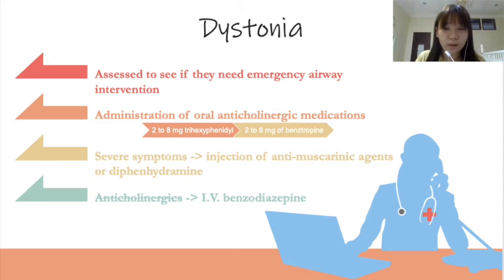Next. A patient experiencing acute dystonia must be assessed to see if they need any emergency airway intervention, as laryngeal and pharyngeal dystonia may increase the risk of respiratory arrest. Acute dystonia may be reversed by administration of oral anticholinergic medications. 2 to 8 milligrams of trihexyphenidyl per day and the same dose of benztropine are the most common medications given. However, if the symptoms are severe, antimuscarinic agents or diphenhydramine should be administered by intramuscular injection. If anticholinergics are ineffective, then intravenous benzodiazepine may be used instead.